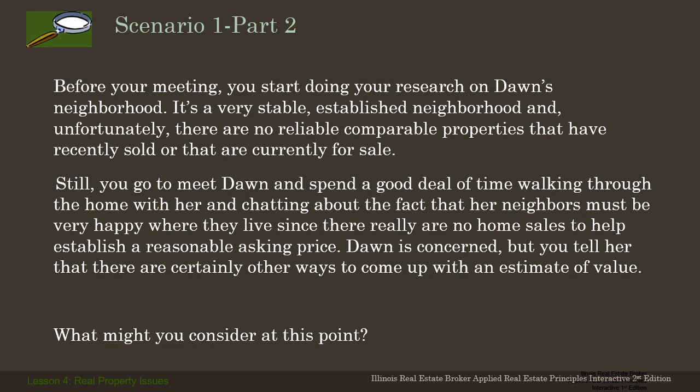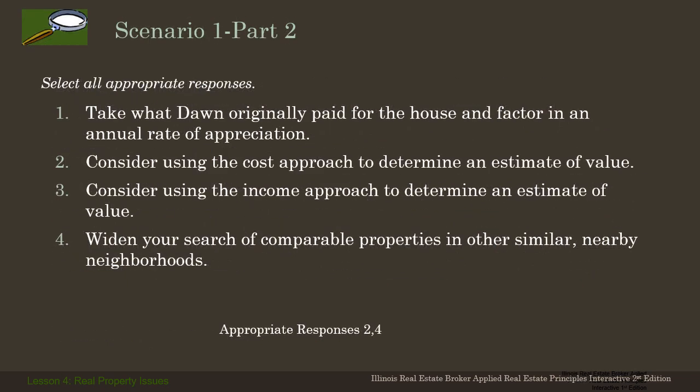Scenario 1, part 2, our better answers are 2 and 4 in helping them determine the value of the property. We might consider using the cost approach, since there don't seem to be any comparables in coming up with value. 4, we might try to widen our search out of maybe the subdivision we were looking at. Maybe we go to other subdivisions in the area till we finally find a comparable.